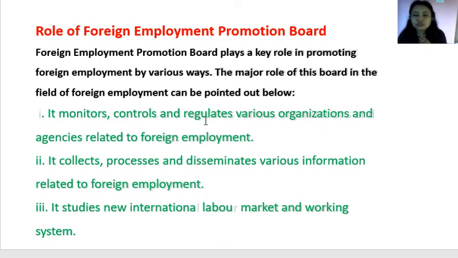And here you can see it monitors, controls and regulates various organizations and agencies related to foreign employment. It will control the manpower companies as well. It will also get information about the manpower companies and whether they are doing fraud activities, whether they are just promoting fraud announcements or not. That will also be regulated and controlled by the Foreign Employment Promotion Board. It collects, processes and disseminates various information related to foreign employment. It studies the new international labor market and the working system.